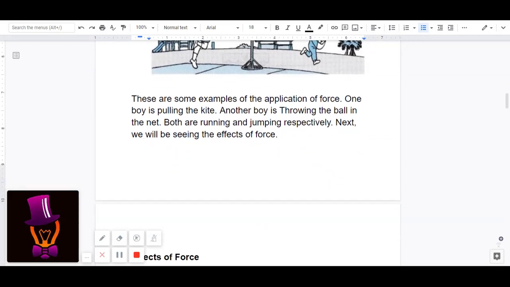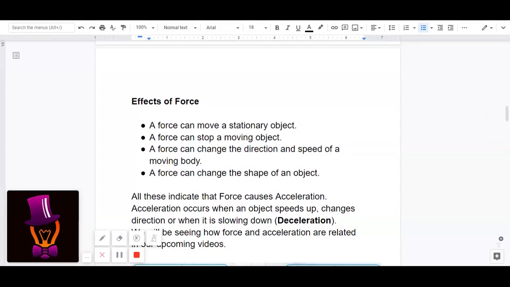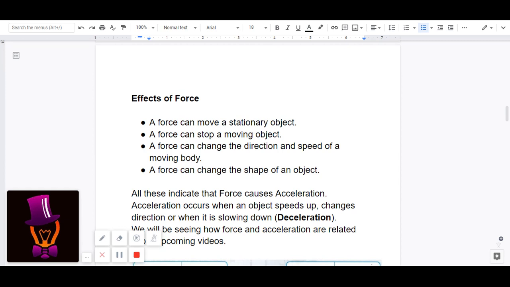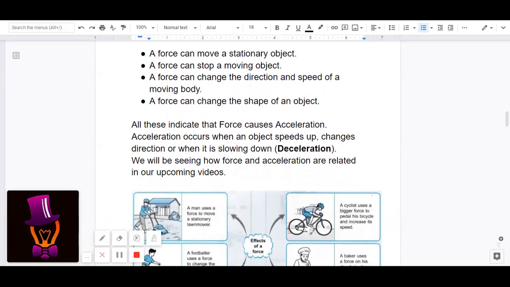Next, we'll be seeing about the effects of forces. A force can move a stationary object. A force can stop a moving object. A force can change the direction and speed of a moving body. A force can change the shape of an object. All these indicate that force causes acceleration. Acceleration occurs when the object speeds up, changes direction, or when it is slowing down. When it's slowing down, it's known as deceleration, but deceleration is a type of acceleration.